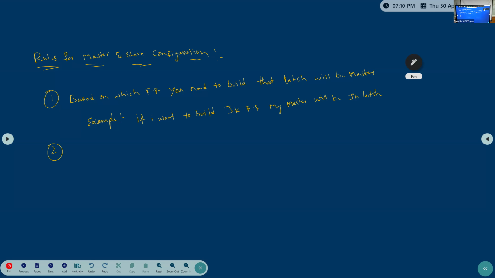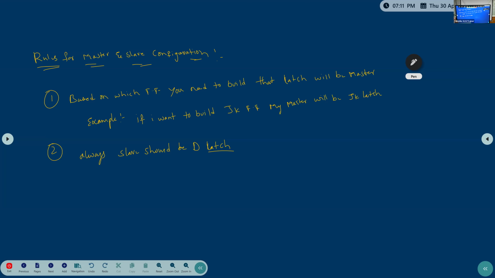Second point: always the slave should be a D flip-flop. Second point, note down. Always the slave should be a D latch. So this one is okay. JK latch we need to use as a master if I want to make a JK flip-flop, and this one is a D latch. Slave should be a D latch.